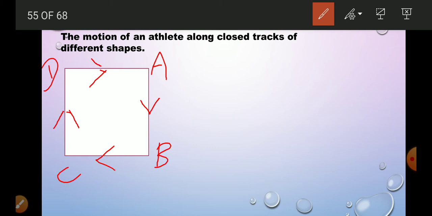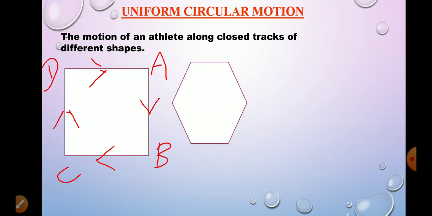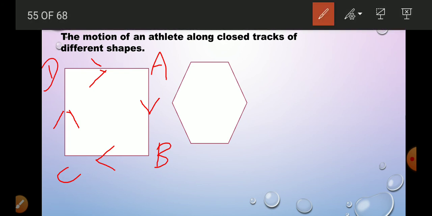Now suppose instead of a rectangular track, let us consider an athlete running along a hexagonal shaped path. That means a path which has 6 sides. Okay, hexagonal shape. So here I'll consider a straight path, that is, he is traveling along AB, BC, CD, DE, EF and FA. So he has completed one full round, which is 6 sides, right?